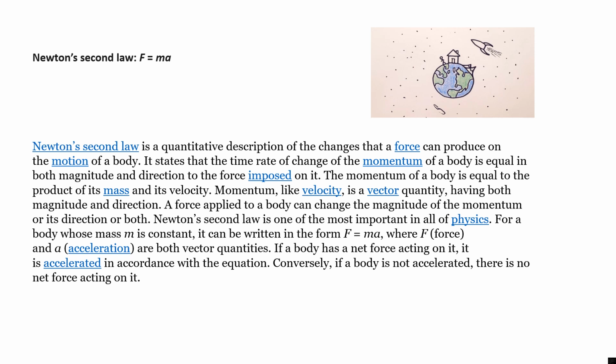The momentum of a body is equal to the product of its mass and velocity, with both magnitude and direction. A force applied to a body can change the magnitude of the momentum or its direction or both. So Newton's second law is one of the most important in all of physics. For a body whose mass m is constant, it can be written in the form F equals m into a, where F means force and a means acceleration. These both are vector quantities.